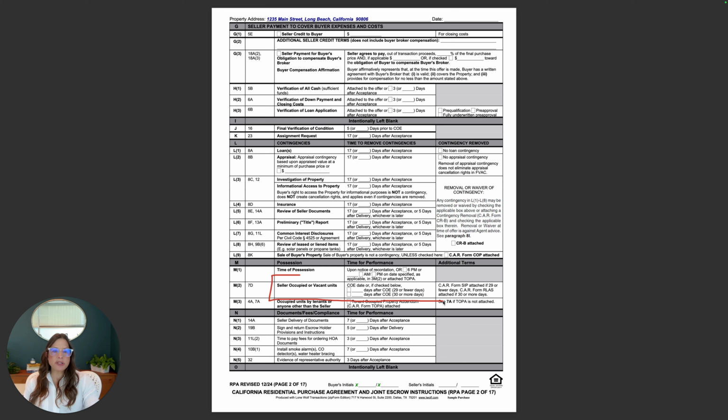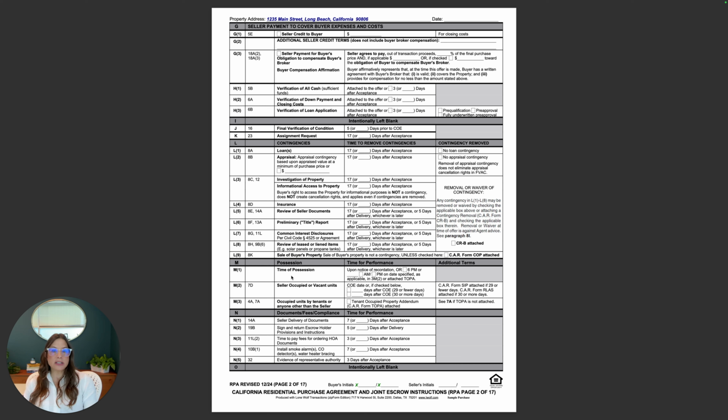Seller occupied or vacant units. Okay, so sometimes the seller needs to stay in the property after close of escrow. If everyone agrees to the terms, everything is handled in writing. There's a few different forms for that. If it's 29 days or fewer, it is a seller in possession form, which gives the seller a license to stay in the property. It's not a tenancy. Very different rights. If it's 30 days or more, then it's a residential lease after sale, where the seller becomes a tenant of the property, but everything is handled in writing.